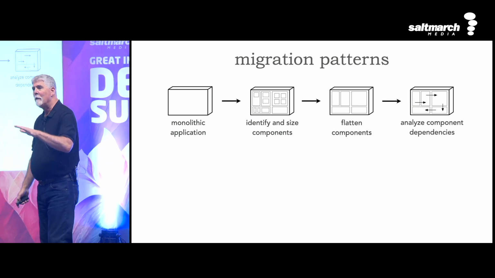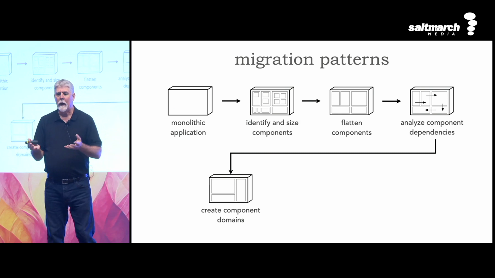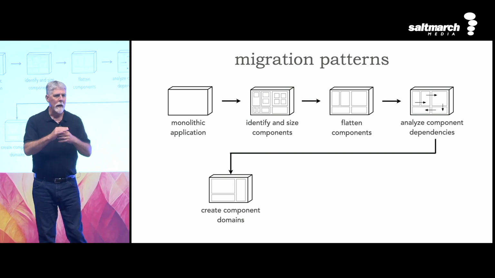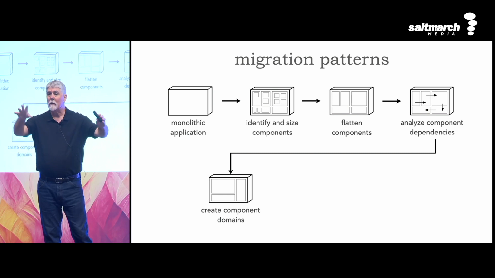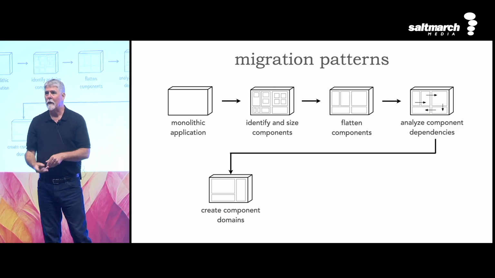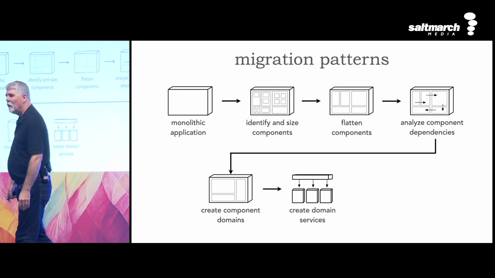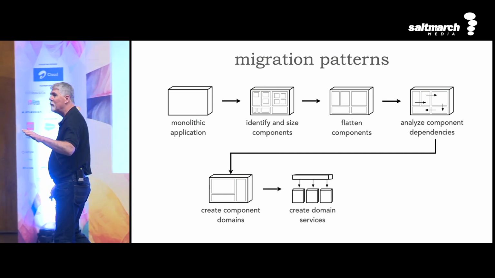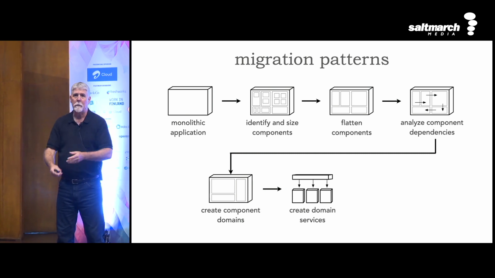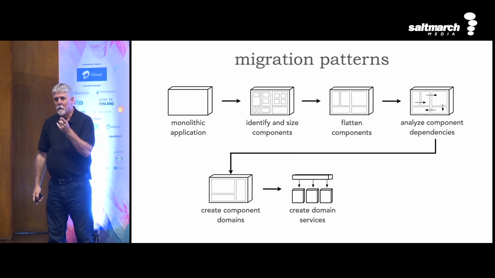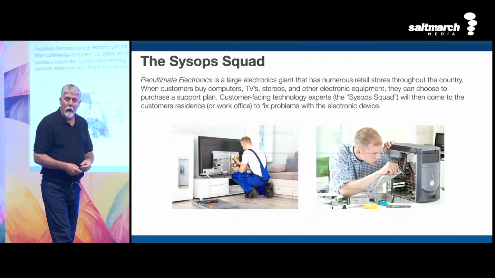Now, once we find all of our dependencies and we're clear for takeoff, the next thing we're going to do then is to create component domains. We group components together into logical groupings that we can then physically represent. And we take each of those component domains and we create domain services. We move to a distributed architecture, separate deployment units for the same application. And then from there, we finally move to microservices. All right, well, let's take a look at each of these patterns.